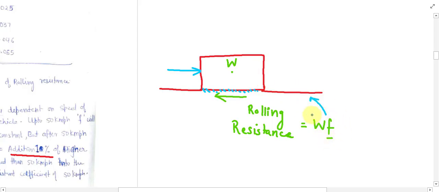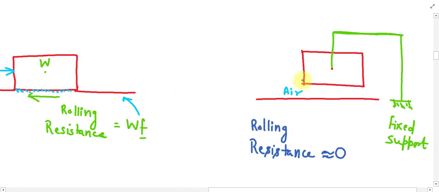Now in the second figure I am trying to eliminate this rolling resistance. So how will I perform this experiment? I put this block and tie it with a rod which is fixed to a support. Now this block doesn't contact the surface, and air exists between the block and the surface.